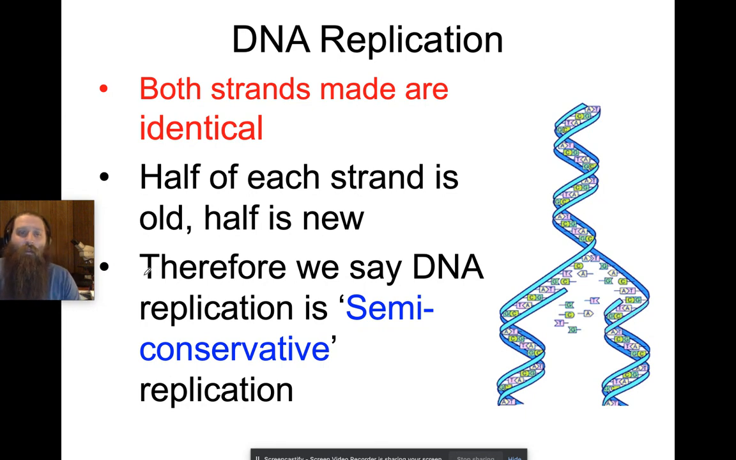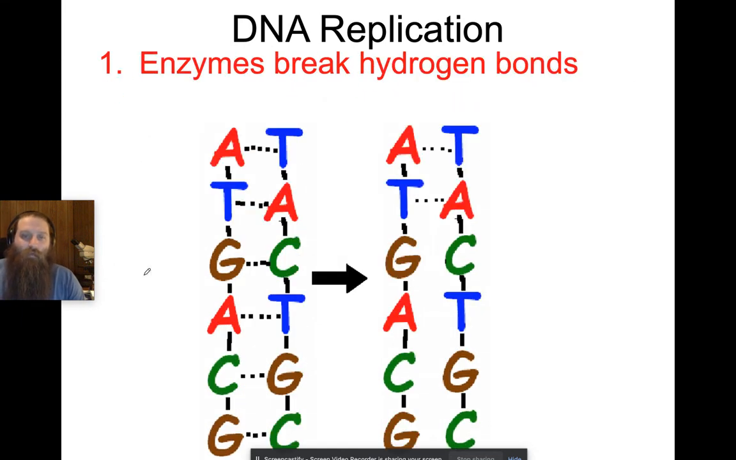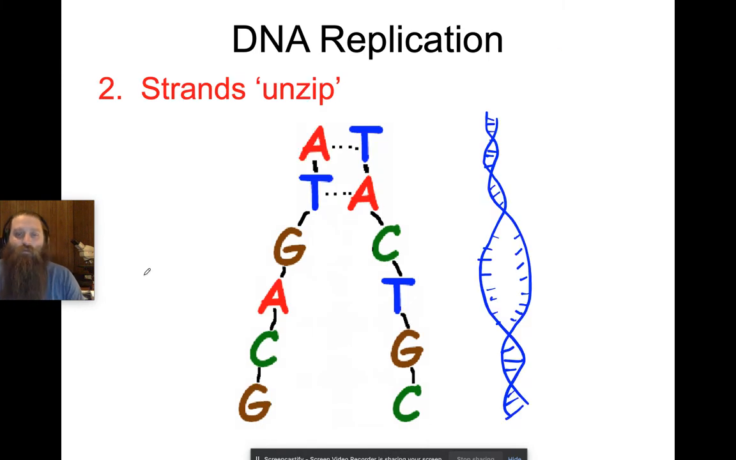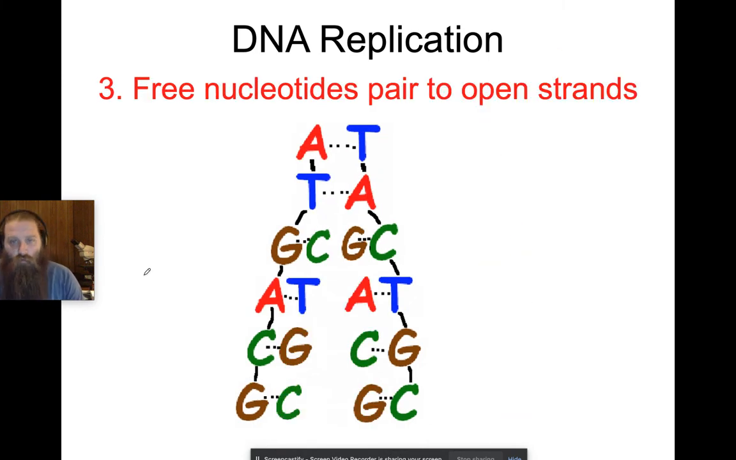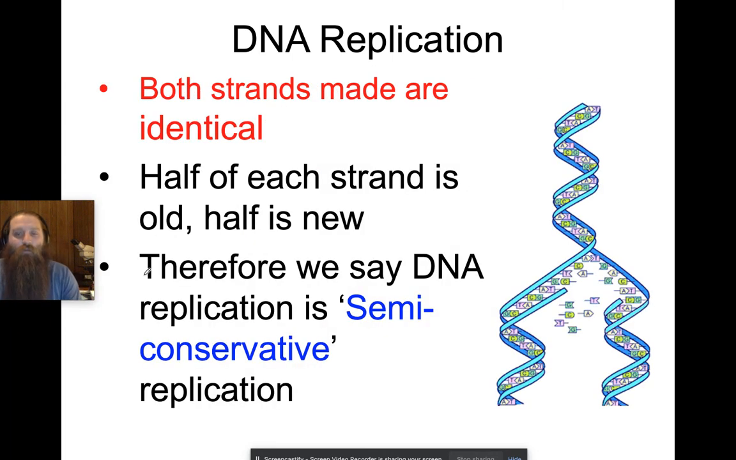But as far as DNA replication, pretty simple. Just the enzymes unzip the DNA, free nucleotides fall into place. That gives us our new 2 strands, right? It's pretty simple as far as how that works. Just make sure you know this vocab word, semi-conservative, and that you can describe these 3 steps. So the enzymes break the hydrogen bonds, the strands unzip, the free nucleotides fall in, and then we have our 2 new strands, okay? So that's what we want to get out of DNA replication.